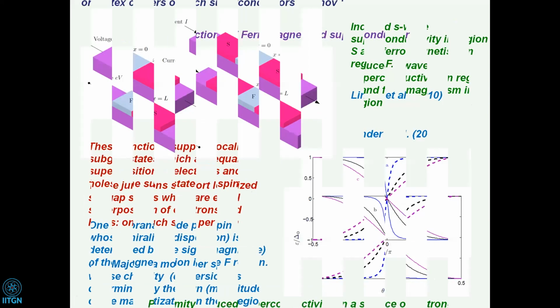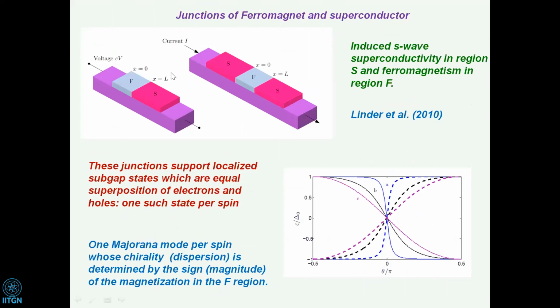And then they pointed out that if you bring that in connection with a ferromagnet, where there is one momentum per spin also, this is a ferromagnetic metal, and this is a superconductor, and so below it there is magnetization induced here and superconductivity induced here. You are going to find that there are Majorana modes which are chiral. Okay, so this was something that Linder and Al pointed out.